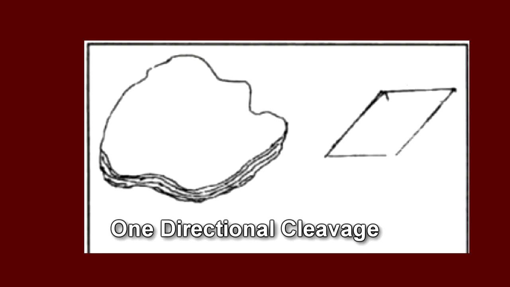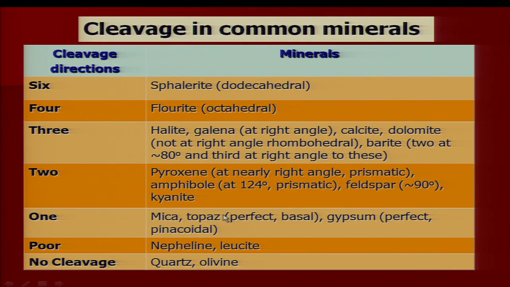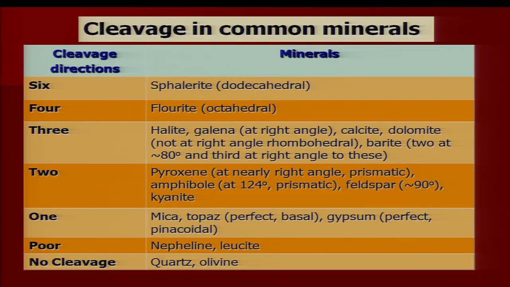Now, 1 directional cleavage is seen in the case of mica and topaz, only one direction. There is no second direction along which the mineral can be broken up. Then cleavage may be poorly developed: neither completely developed nor absent. Some of the planes are developed, but other surfaces are broken or irregular, so we call it poorly developed. Examples are nepheline and leucite.